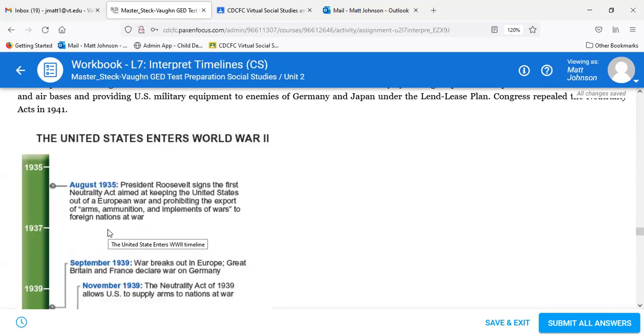So Roosevelt signs the first Neutrality Act, aimed at keeping the United States out of a European war and prohibiting the export of arms, ammunition, and implements of war to foreign nations at war. So we weren't even going to really help Britain or France, any of our would-have-been allies in the past.